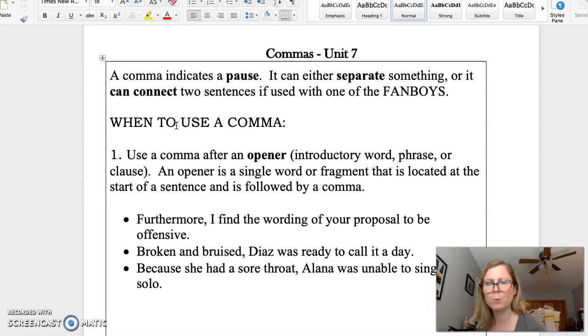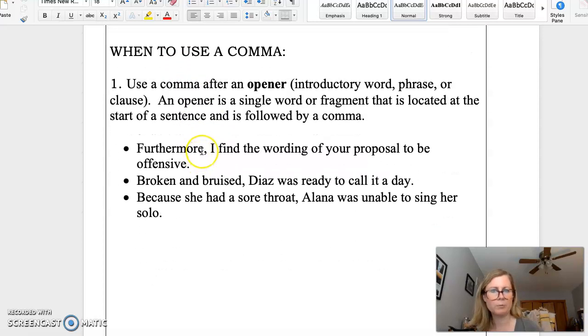So, rule number 1, use a comma after an opener. That means it could be a transition word, an introductory word, or a whole phrase or clause. An opening word would be something like furthermore, comma. An opening phrase, broken and bruised, comma. And here's an opening dependent clause, because she had a sore throat, comma.